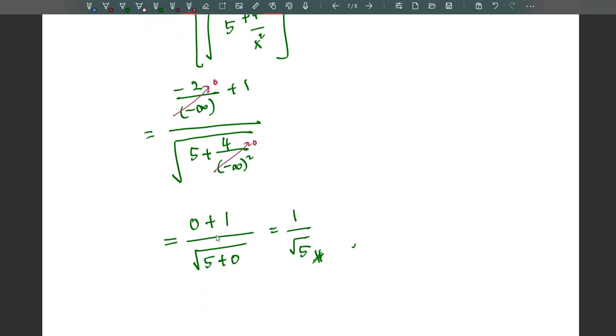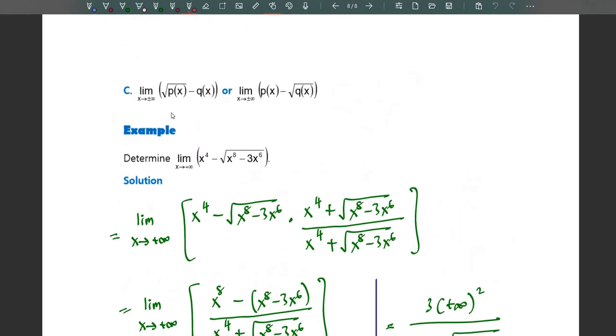Okay, and hence here it will be 0 plus 1 divided by root of 5 plus 0. And the final answer is 1 over root 5. Okay, we are approaching the end, the last part, which is this one.